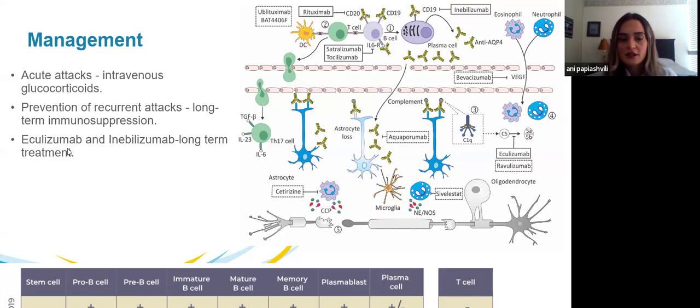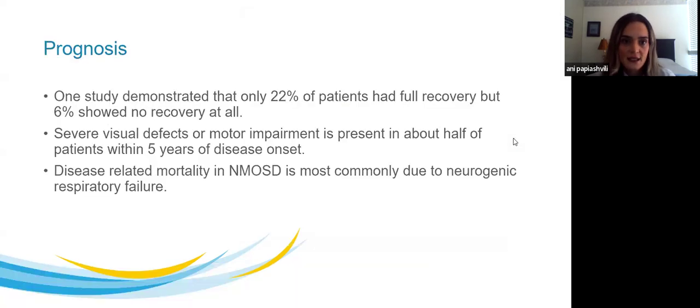And another one is eculizumab. What is the mechanism of action of this humanized antibody? This humanized antibody will inhibit production of complement protein. It inhibits formation of membrane attack complex, which is one of the reasons why we have primary damage of astrocytes, and after that why we have damage of oligodendrocytes. So this is the explanation of mechanism of action of these humanized antibodies.